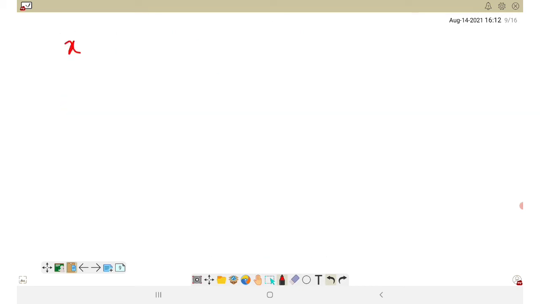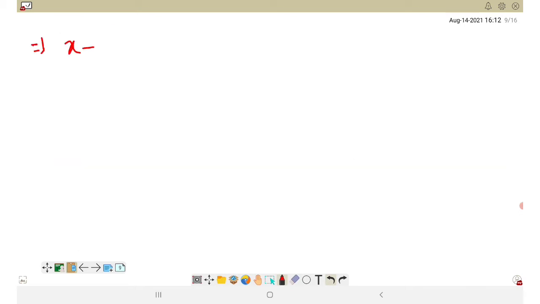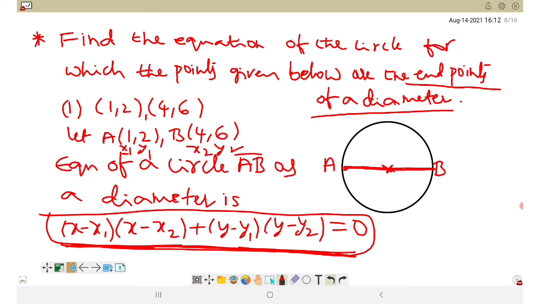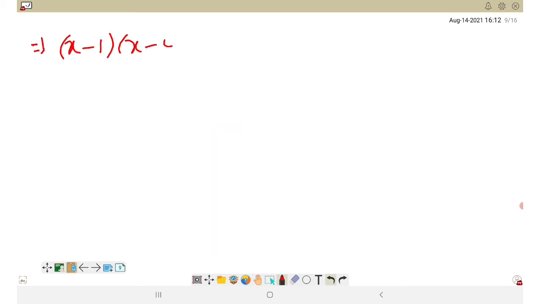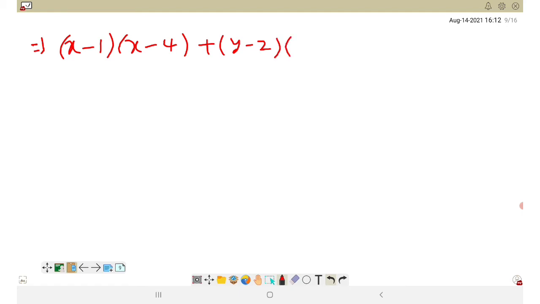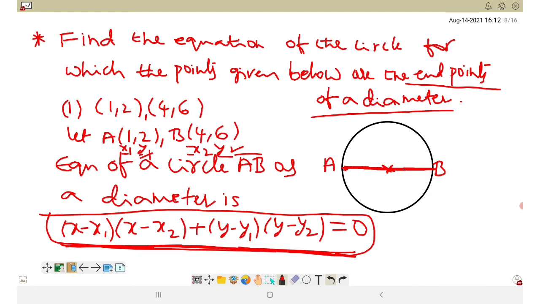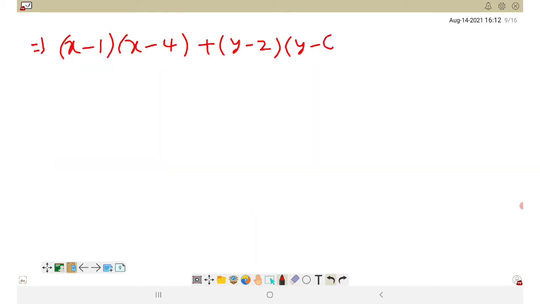So x minus x1, which is 1, into x minus x2, which is 4: x minus 1 into x minus 4, plus y minus y1, which is 2, into y minus y2, which is 6: y minus 2 into y minus 6, is equal to 0.